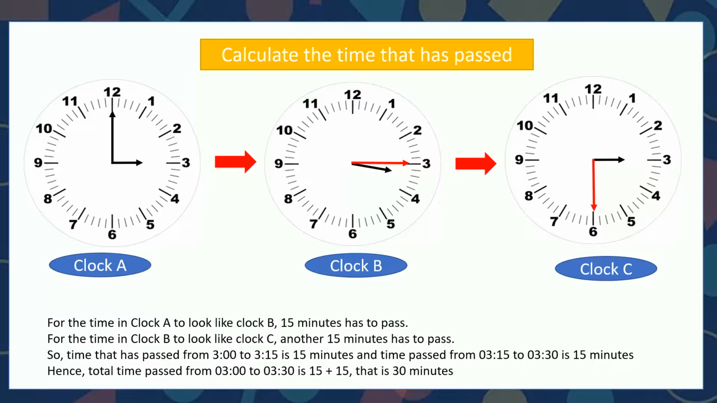For the time in clock A to look like clock B, 15 minutes has to pass. For the time in clock B to look like clock C, another 15 minutes has to pass. So the time that is passed from 3 o'clock to 3:15 is 15 minutes, and from 3:15 to 3:30 it is another 15 minutes. So total time that is passed from 3 o'clock to 3:30 is 30 minutes.